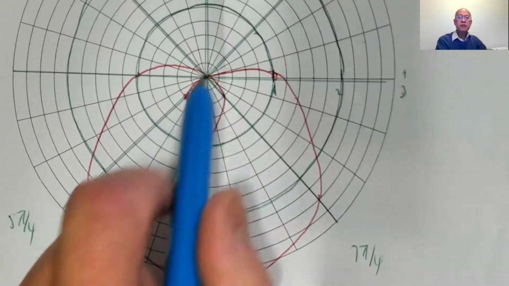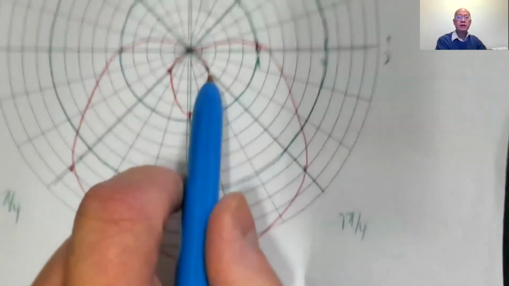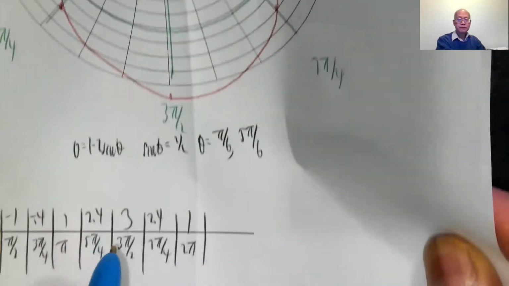And then at 45 degrees, I'm at negative 0.4. Pi over 2, negative 1. So I walk backwards. 3 pi over 4, I walk back to negative 0.4. Come back to the pole at 5 pi over 6. When I reach pi, I'm at 1. The rest are all positive. 5 pi over 4, 2.4.